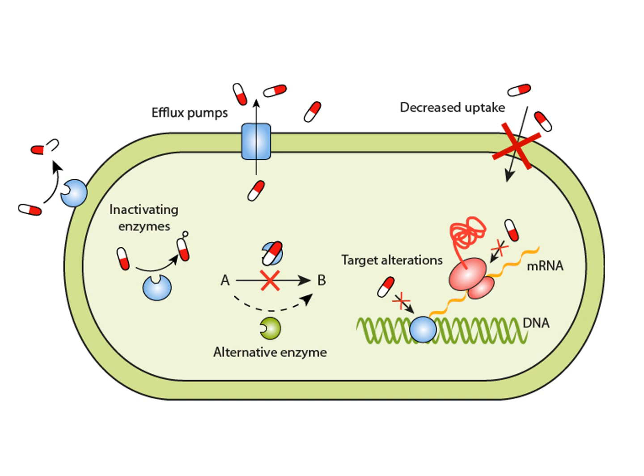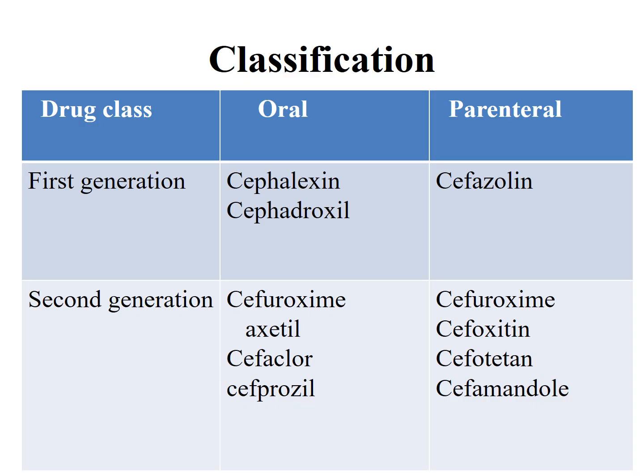This is the schematic representation of the bacterial resistance mechanisms. So the production of inactivating enzymes or the alteration in the target, increased efflux or decreased entry, these are the resistance mechanisms. Moving on to the classification of cephalosporins.